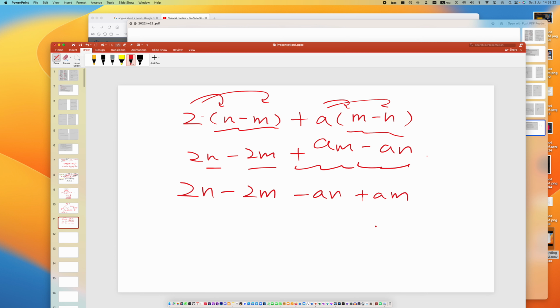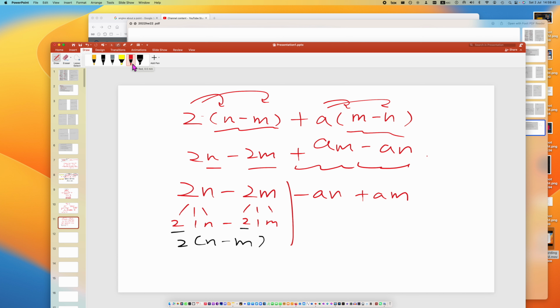So after, are you following? After this rearrangement, then you can start to take out 2n minus 2m, right? So can you see that you can take out the common factor 2 here, and then you end up with 2 times n minus m, right? Am I right? Now here comes the part.